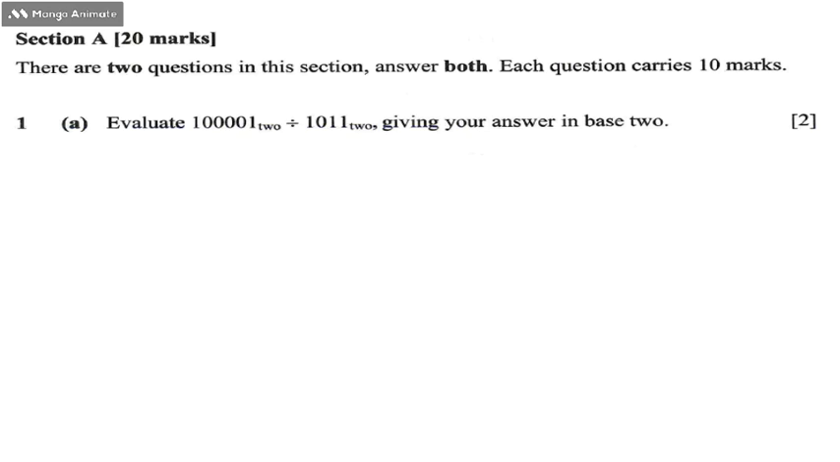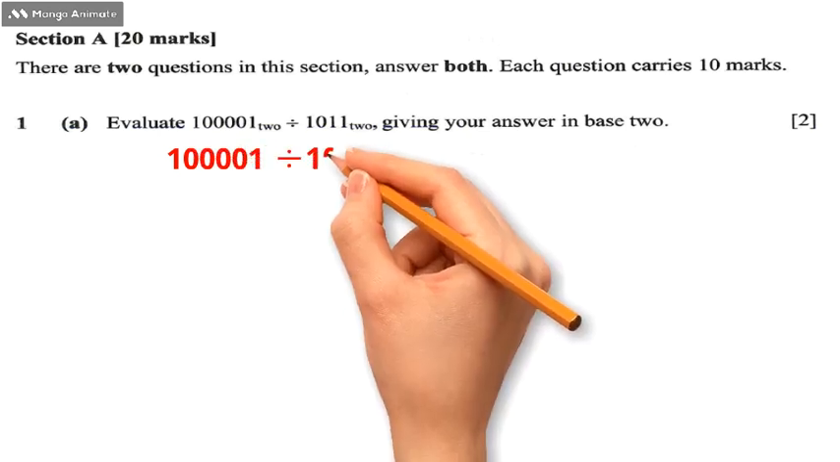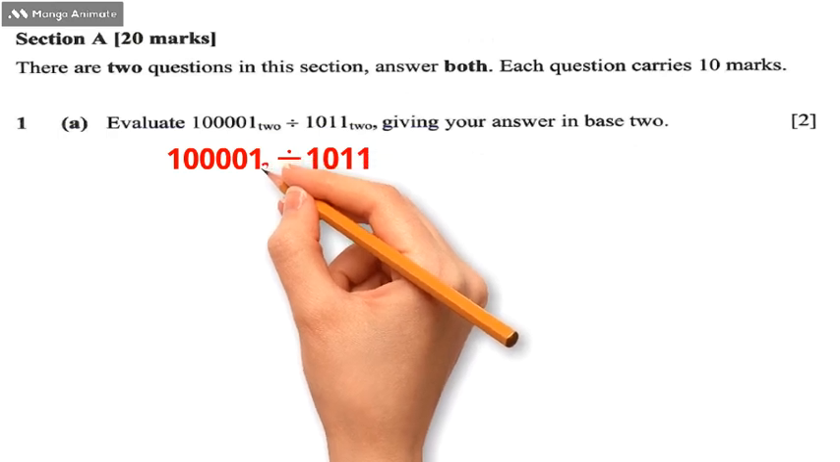This question carries 2 marks. To solve this one, first I'm going to convert these numbers into base 10. Then I'm going to divide those numbers in base 10. Once I find the quotient, I'm going to convert that quotient into base 2 again. So I'm going to write those numbers down like that.